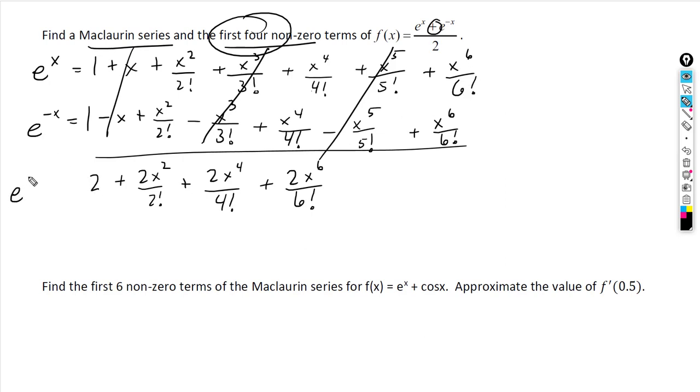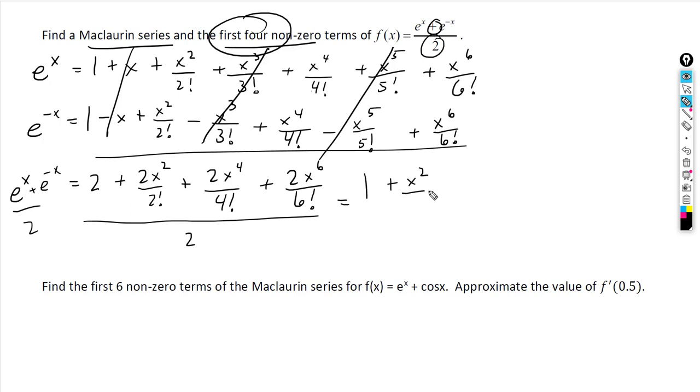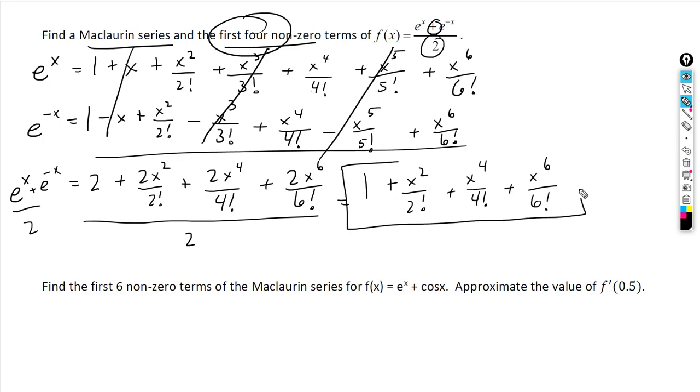So this is what e to the x plus e to the negative x equals. But now I've got to divide that by 2. So when I divide that by 2, that actually becomes 1 plus x squared over 2 factorial plus x to the 4 over 4 factorial plus x to the 6th over 6 factorial. So this is my first 4 non-zero terms for e to the x plus e to the negative x over 2. That's what I get there.